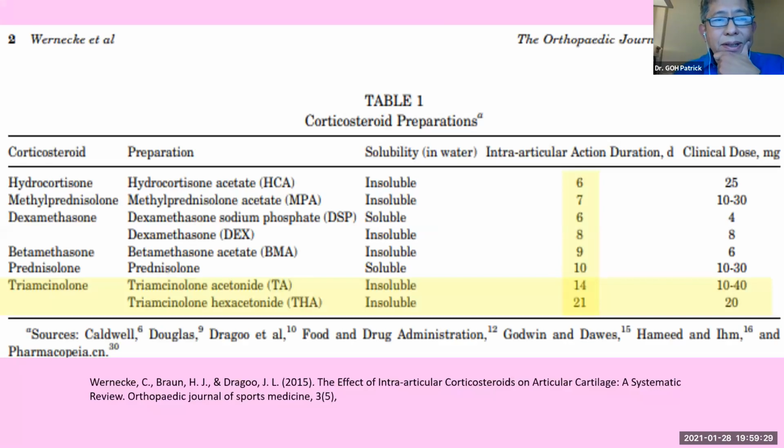Just a quick table here, a summary of some of the more popular corticosteroids, and I highlighted triamcinolone because that's the one which I think is probably the most popular nowadays, and certainly that's the one we have in our clinic. And if you look at the duration of intra-articular action, hydrocortisone being the lowest and triamcinolone reaching about 3 weeks, right? So it is variable depending on what sort of corticosteroid preparation you would use.